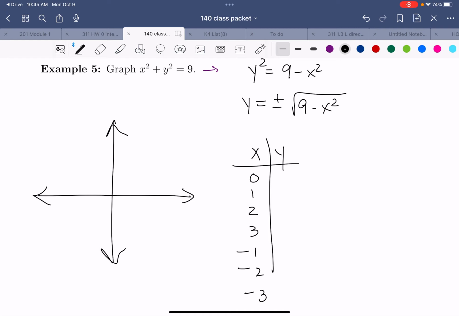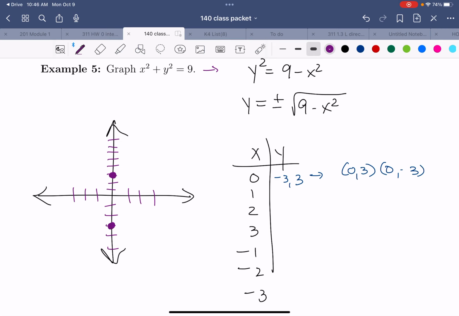So when you plug in 0, nine minus 0 is 9. Square root of 9 is 3, and you get plus or minus 3. So I get 2 values, right? What that means is I'm going to get 0, 3, and I'm going to get 0, -3. So if I'm graphing that, actually, we'll go with it. Okay, so positive and -3 at 0.